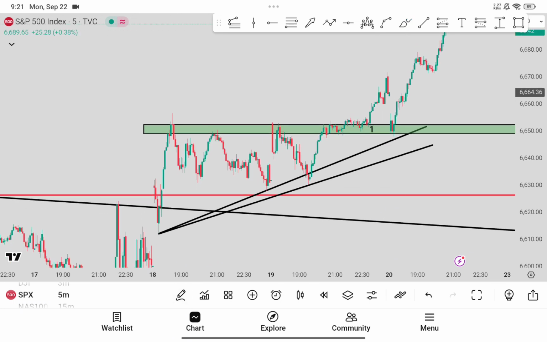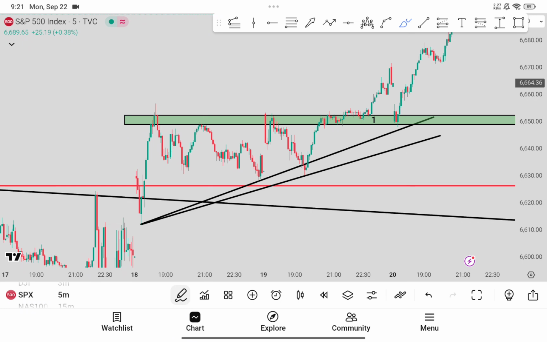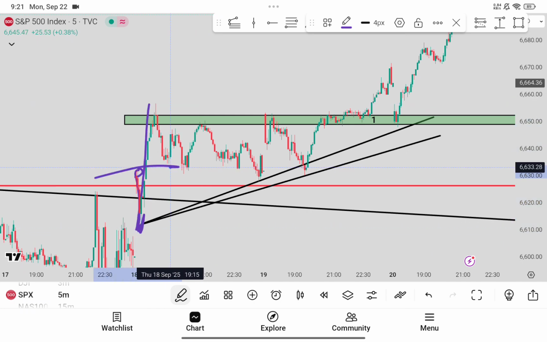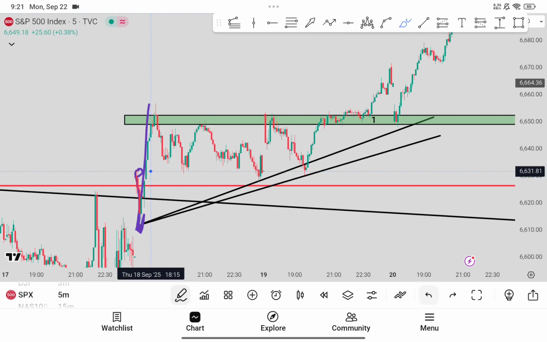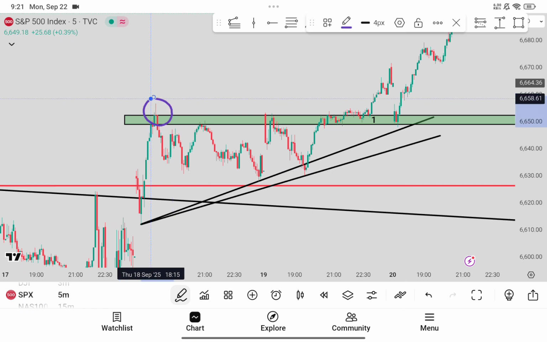Let me read the price action before that. Overall, I'm going for the 18th. The market opened here and gave us a small bearishness, and it broke that high. That means the 18th September's high was broken, and after that it made a resistance, the all-time high. This is the all-time high at that time.